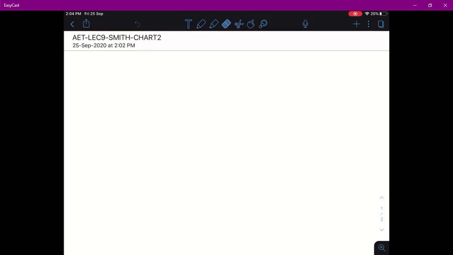Hi all. So we are continuing with our subject EC303, upper electromagnetic theory. So we have been looking at module number 5 regarding transmission lines and particularly regarding Smith chart.